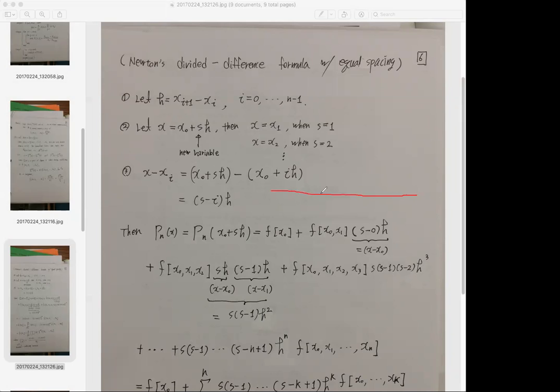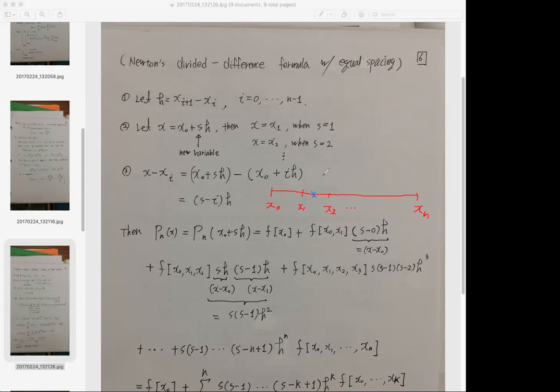If you don't get it, let's say this is the number line. Here's x0, here's x1, here's x2, and through here's xn. Then for any x value, let's say the x value is right here.